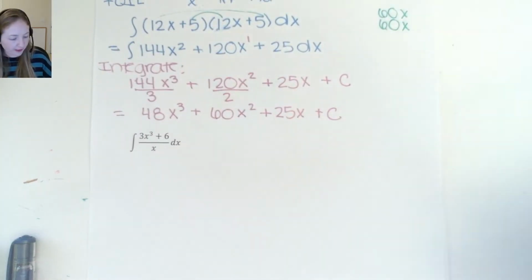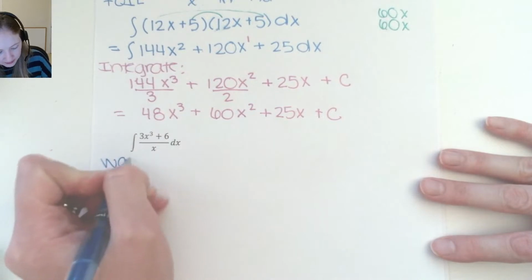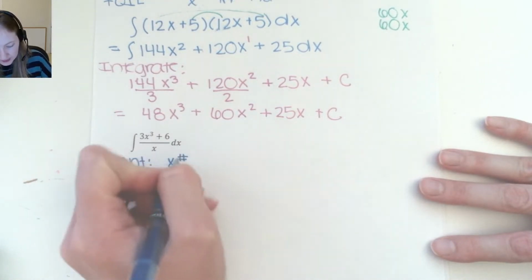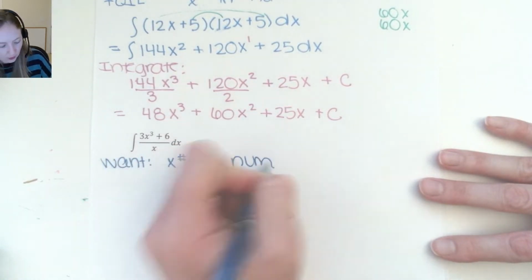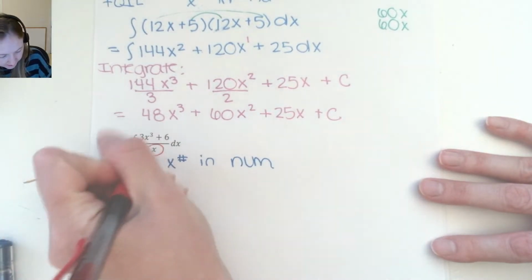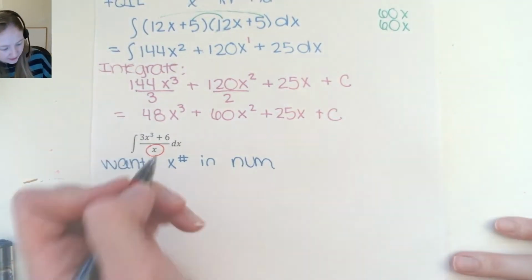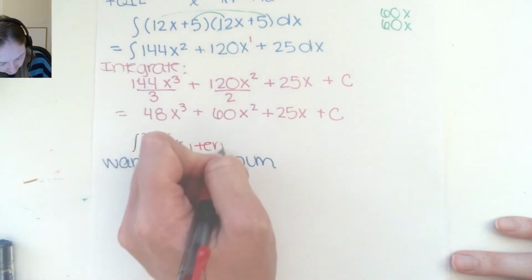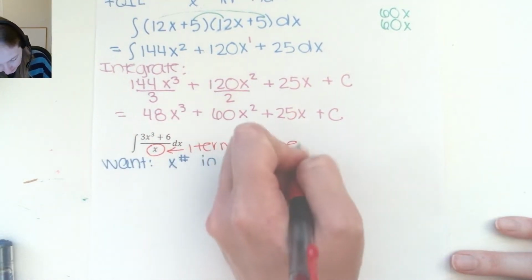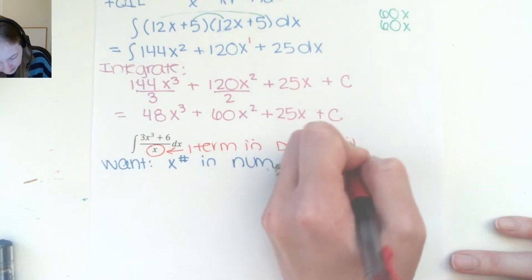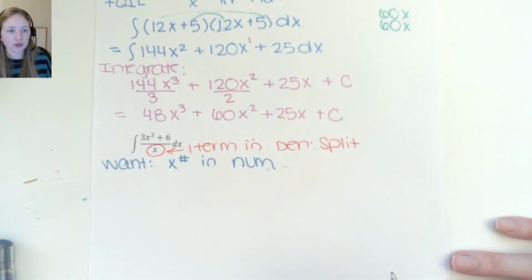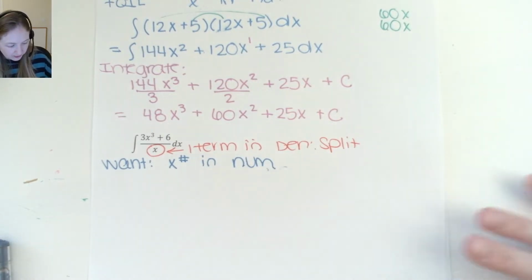Okay, so here what we're going to do is first simplify, because remember, we want to get just x to a number in the numerator. So when we see this x, just one term in the denominator, that's going to tell us that we want to split up that fraction. That's how we're going to get our individual terms, where it is just one term of x to a power for each of those terms. So this is part of our simplification.